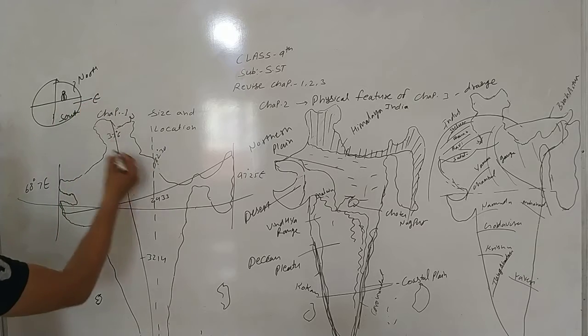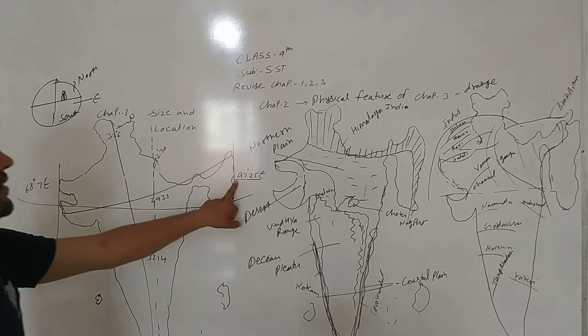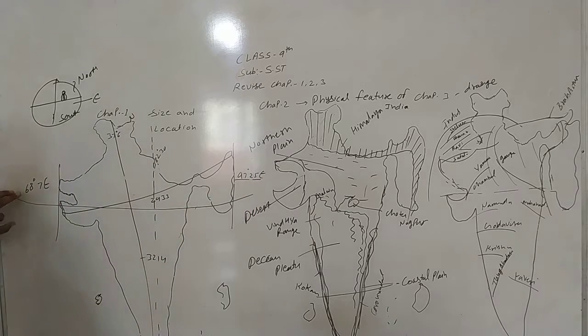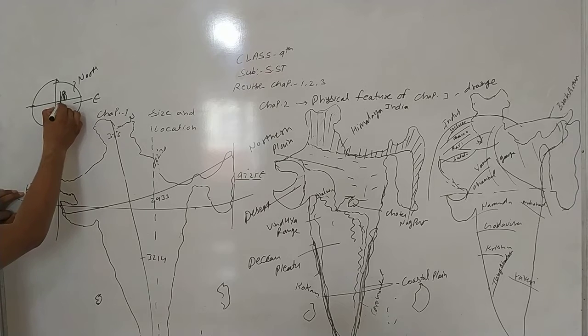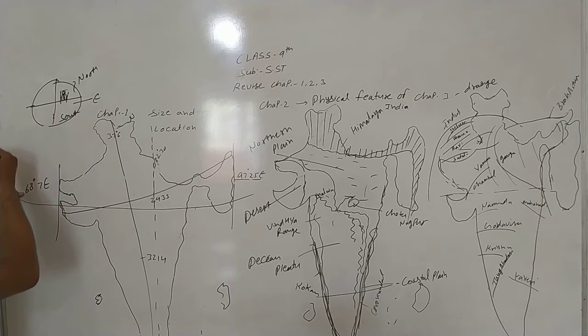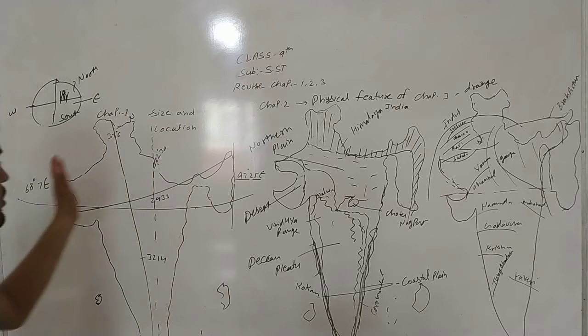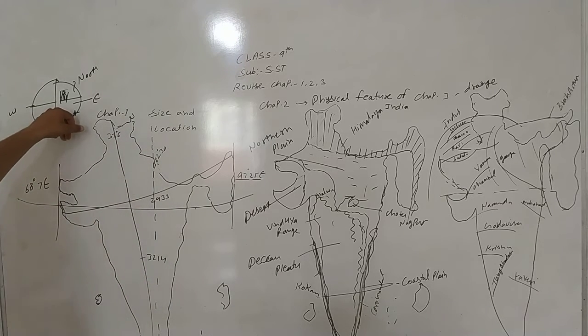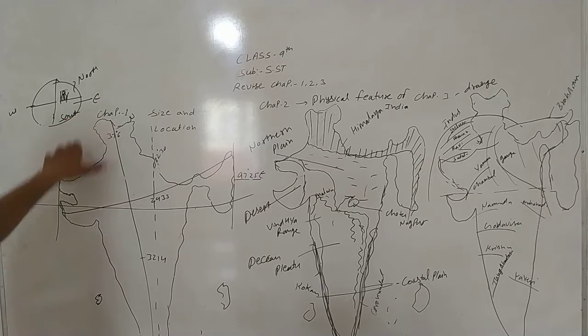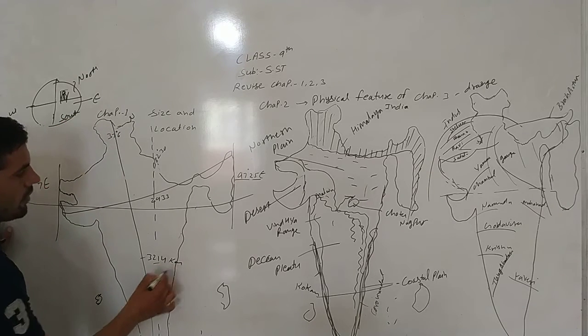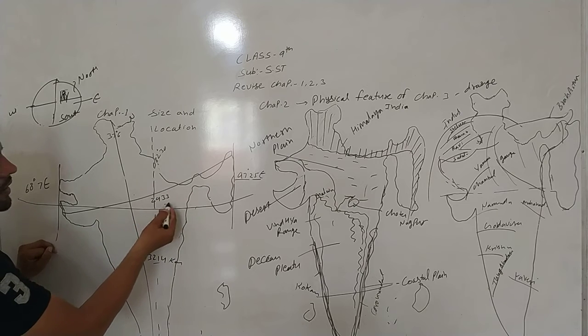India is situated in the eastern part, so it is situated from 68 degree 7 east to 97 degree 25 east. It starts from here and ends here, and in the north it starts from here and ends here. This is the western part. So due to the position of India in the globe, the length of India from upward to downward is 3214 kilometer, and from east to west is 2933 kilometer.